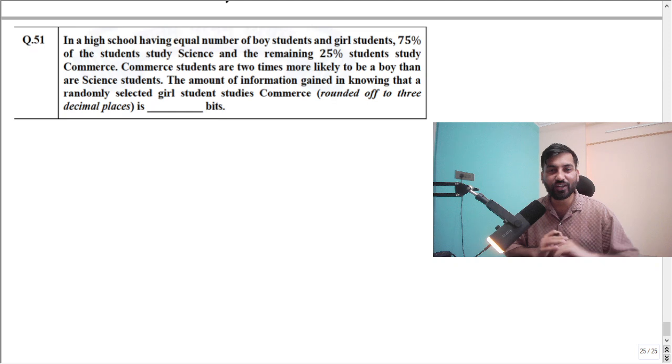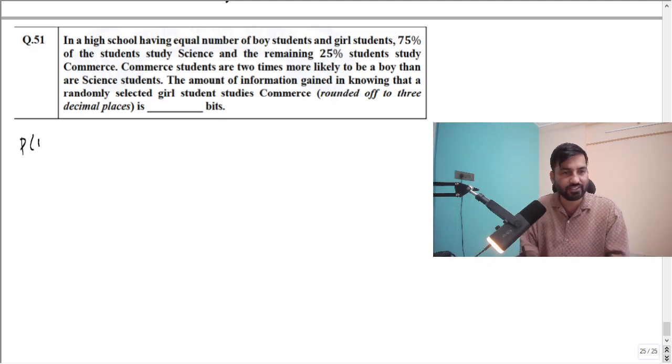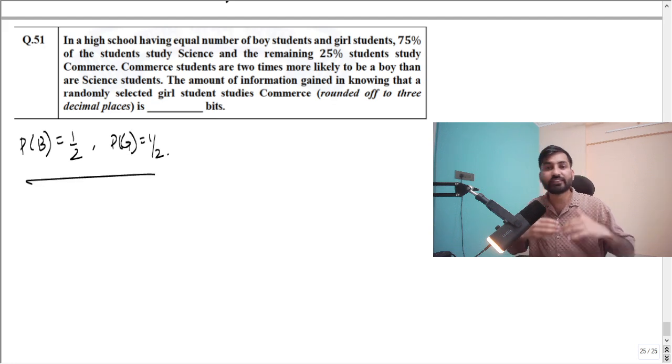In a high school having an equal number of boy students and girl students, they have clearly given that the probability of being a boy is half and the probability of being a girl is half. Now 75% of the students study science and the remaining 25% study commerce.